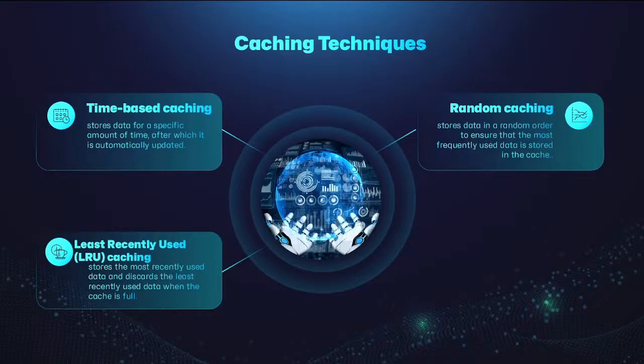Then we also have random caching. Random caching stores data in a random order to ensure that the most frequently used data is stored in the cache. Random explains itself, just random, like in a shuffle way. Let's say we have 1, 2, 3, 4 to 5. It randomly picks any one, say 3, at its own discretion. That's the way it stores the data.